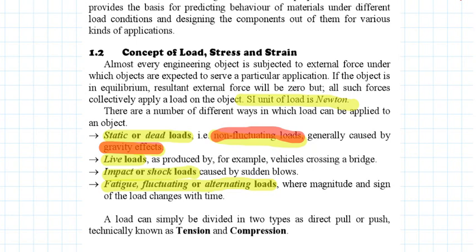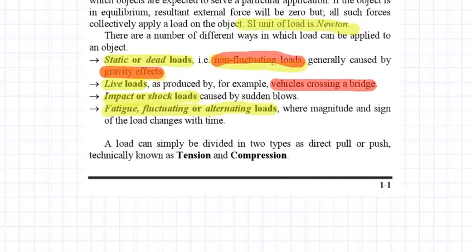For example, when a vehicle is crossing a bridge, its load will change with time. At one instant, one vehicle is passing through the bridge. After some time, another vehicle is passing. We cannot predict at what time which type of vehicle will pass through the bridge and how much load it will exert on the bridge. So this type of load is called live load.